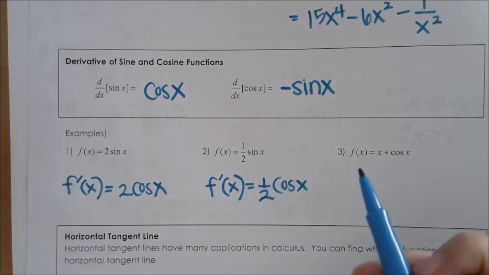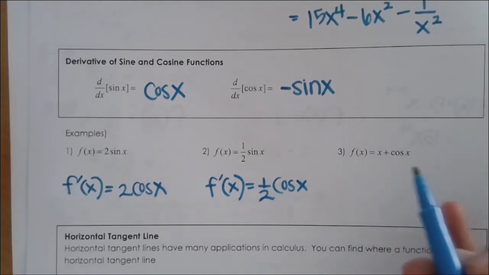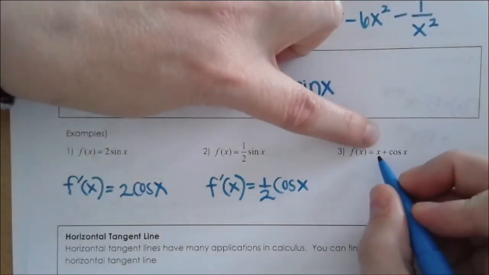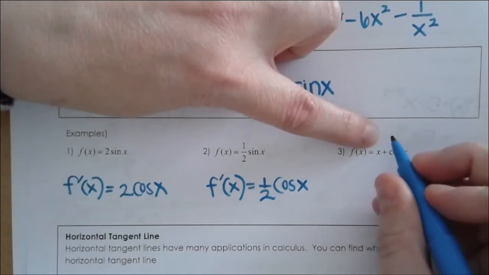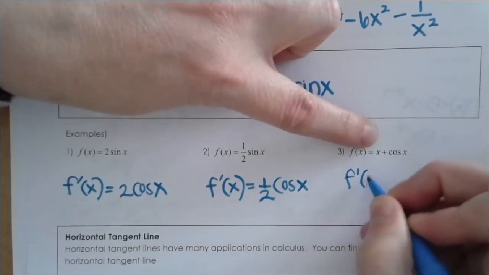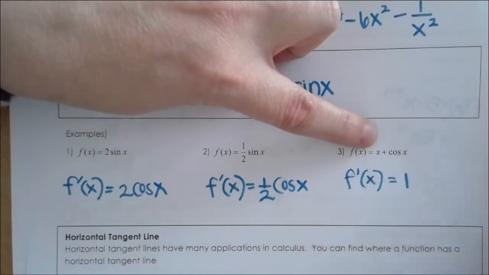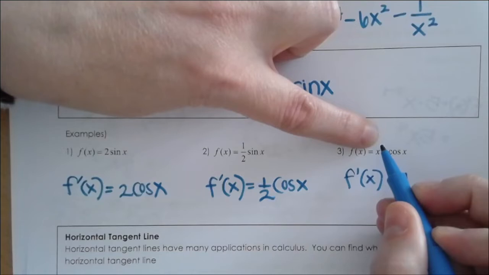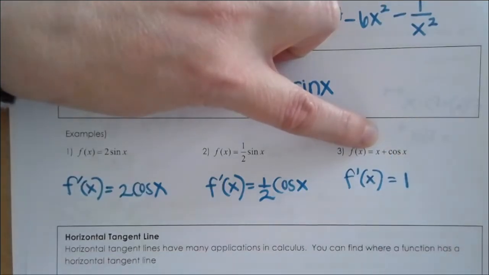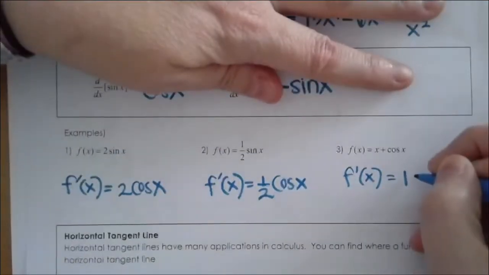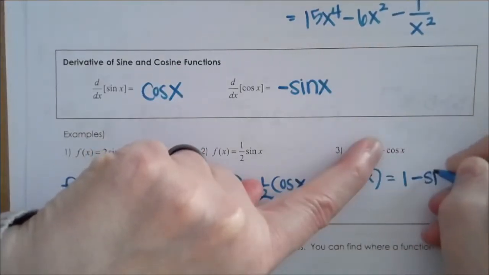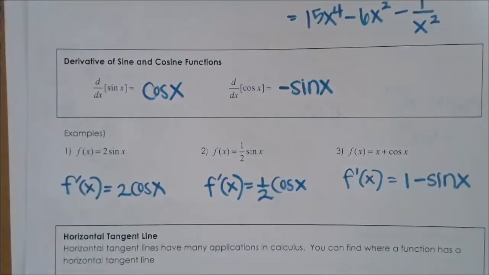Last up, we have the derivative of x plus cosine x. So these are added, so we're going to take individual derivatives. So the derivative of x, well, the power is 1. So if I want to take the derivative here, I've got 1 times x to the power of 1 minus 1, which is 0. So we have x to the power of 0, which is just 1, so the derivative of x is 1. Plus, we have the derivative of cosine. Derivative of cosine is negative sine, so we have 1 minus sine x.